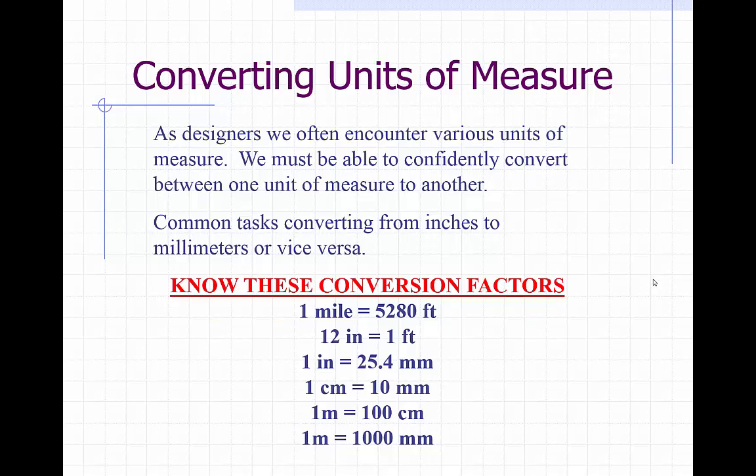For example, it's pretty common for us to know that there's 5,280 feet in a mile, and we should all know that there are 12 inches in a foot. And this is one that I want you to commit to memory if you haven't already done so, and that's there are 25.4 millimeters in an inch. You should also know that there are 10 millimeters in a centimeter. There are 100 centimeters in a meter, and so that's going to mean that there are 1,000 millimeters in a meter. So those are some basic conversion factors that you should know.